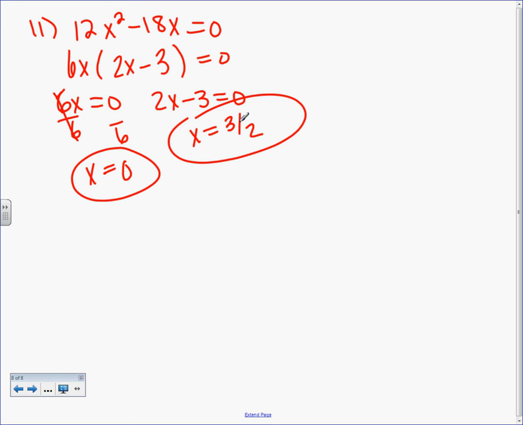If it was a test or a quiz and you had time, what could you do? Plug them in, check them, right? You could go back to the original question, plug these in, and they better give you 0 or you did something wrong. Are you okay with me not doing that, though? We don't have time for that today. But on a test or quiz, you go back, you plug them in, and if it doesn't equal 0, then you screwed up somewhere. Okay? Next, number 12.